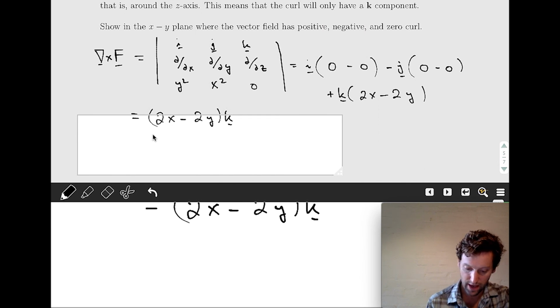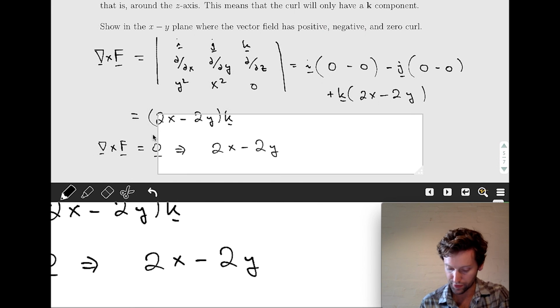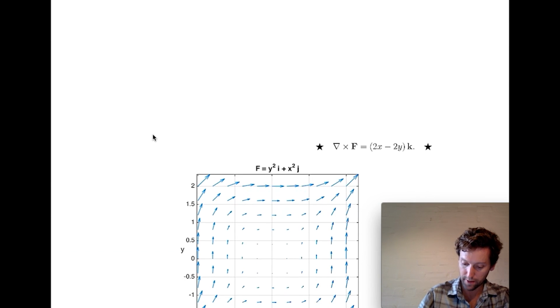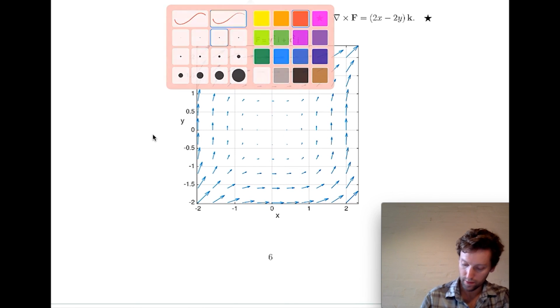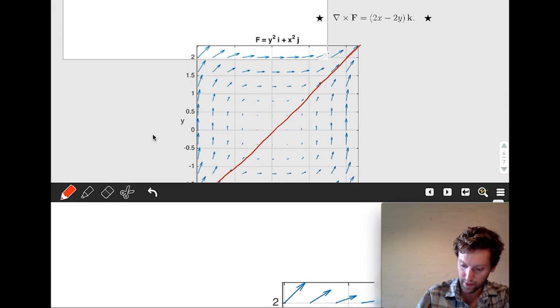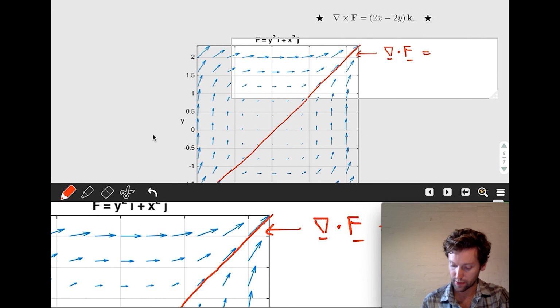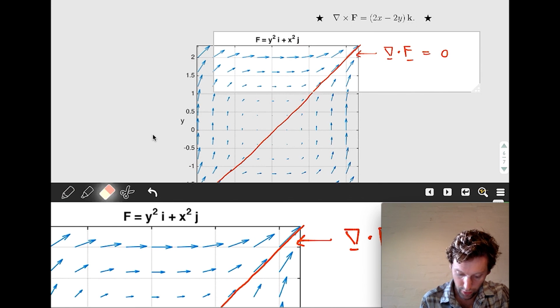So let's ask, where is the k component of the curl 0? So where is the curl equal to 0? This will imply that 2x minus 2y is equal to 0, which will occur on the line y equals x. So let's sketch what that looks like on my little plane here. That's going to be the line going from the bottom left-hand corner right up to the top right-hand corner. So that is the region, the location where the curl of F, which was equal to (2x minus 2y)k, is equal to 0.